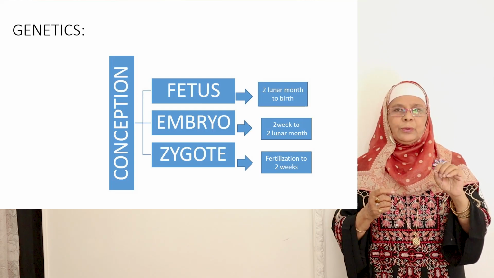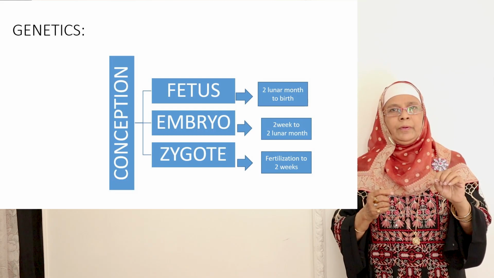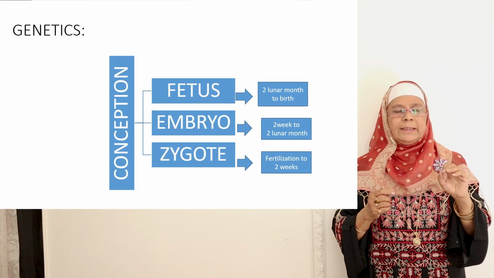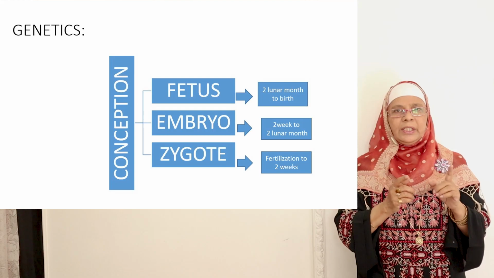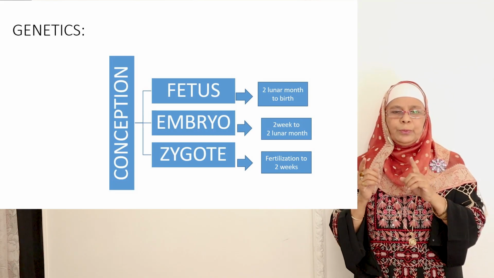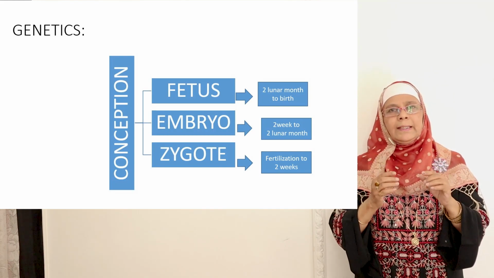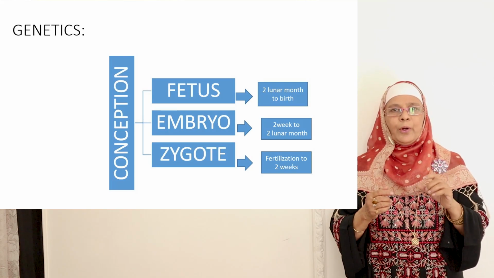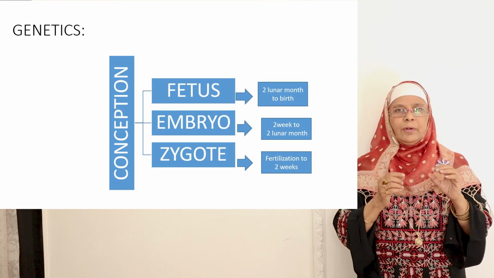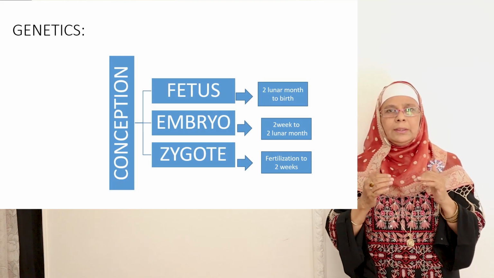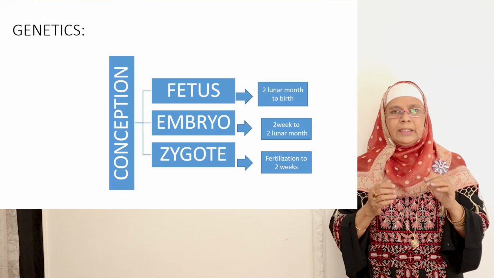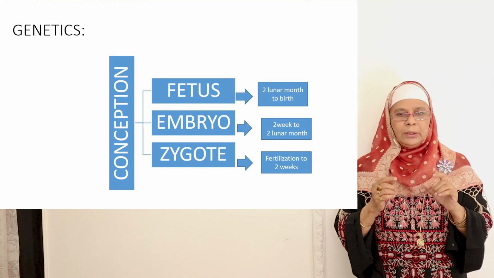The first stage is known as the zygote, where the fertilized egg is there, and this period ranges from fertilization to 2 weeks. The second stage that comes after this is the embryonic stage, from 2 weeks to 2 lunar months. And the third stage is the fetus stage, from 2 lunar months till birth.